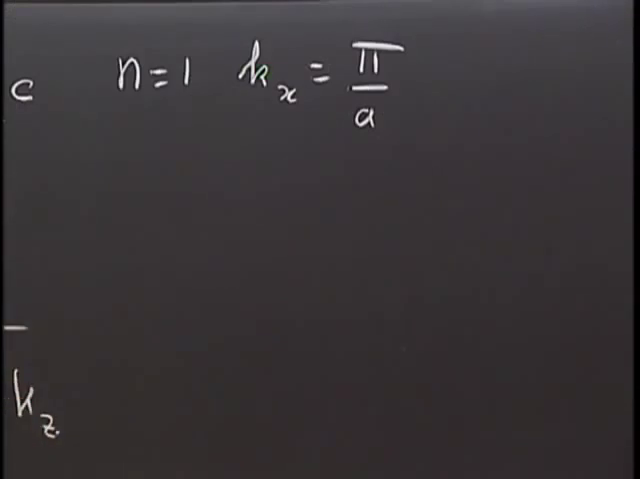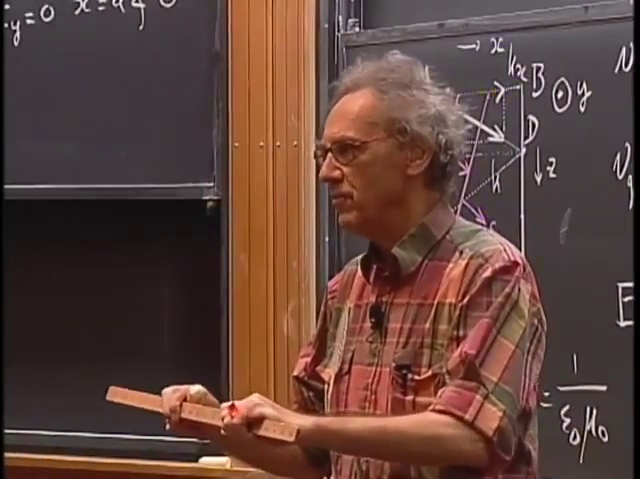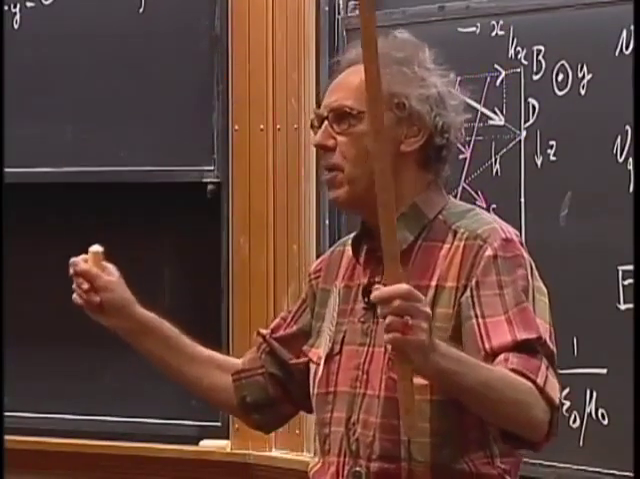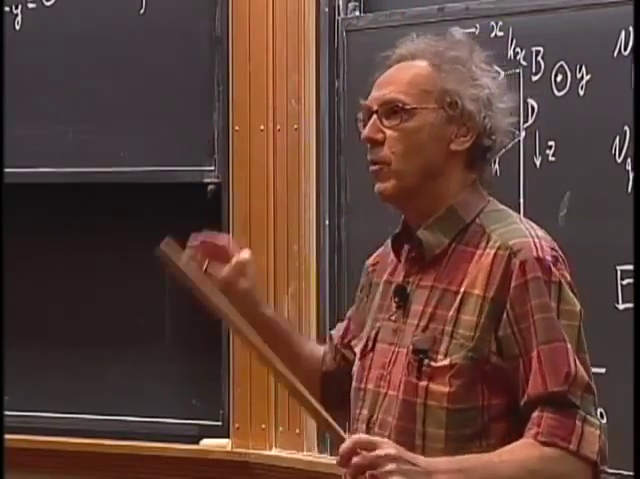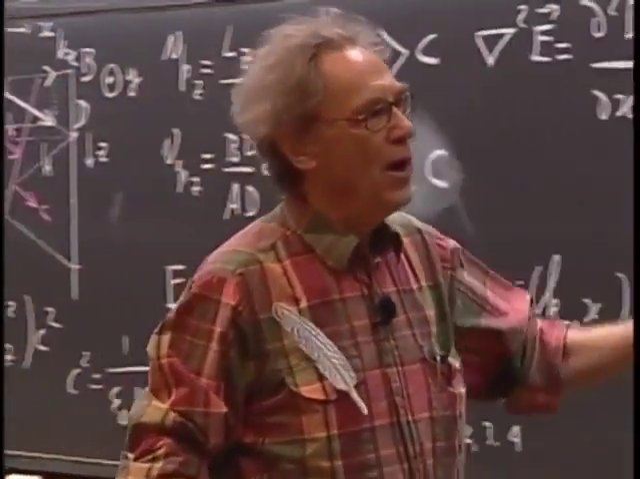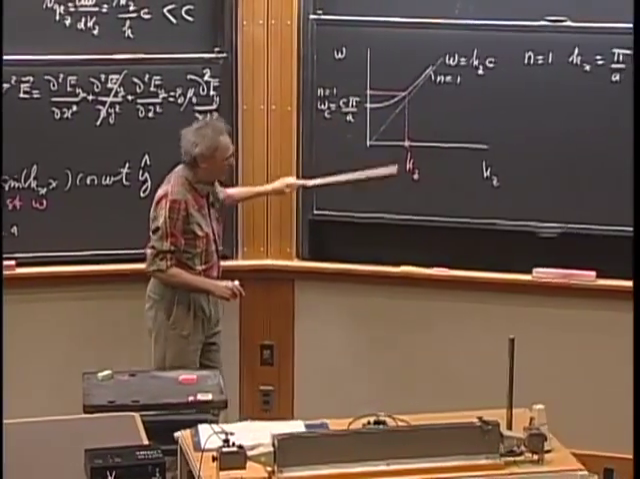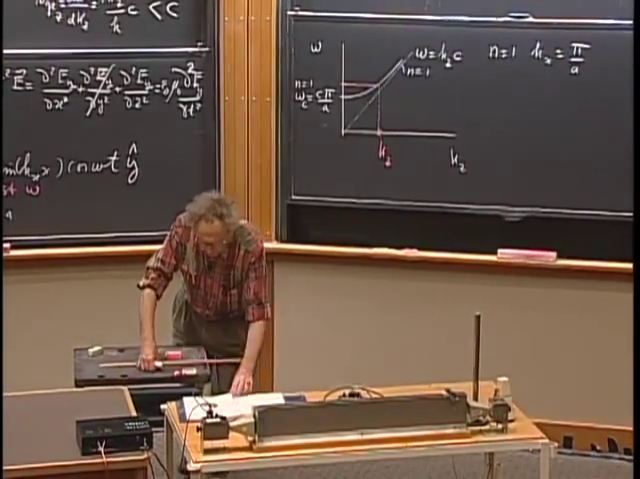But it is kz that adjusts itself so that it meets the boundary conditions. Kx does not adjust itself. Kx has no choice. Kx must meet the boundary conditions so that the E vector vanishes at x equals 0 and x equals a. And so any solution must lie on this curve, and so it is kz that pays the price and that adjusts itself.